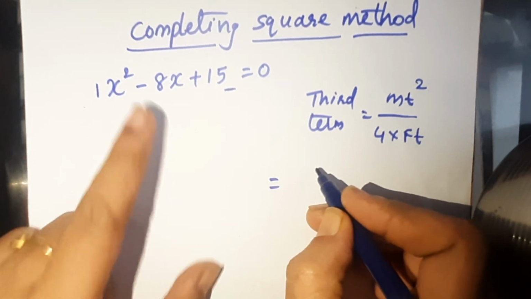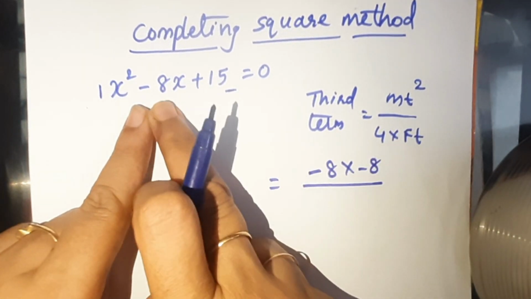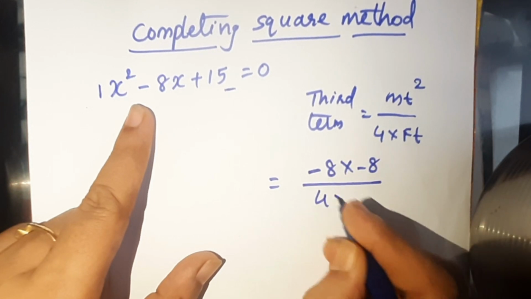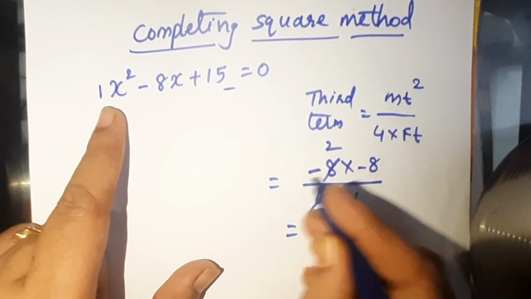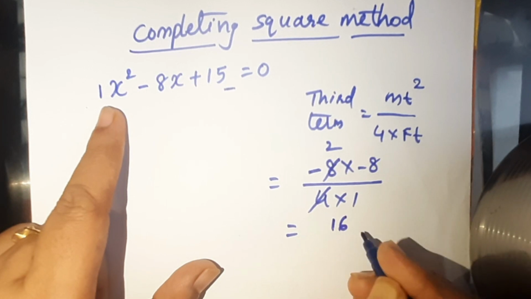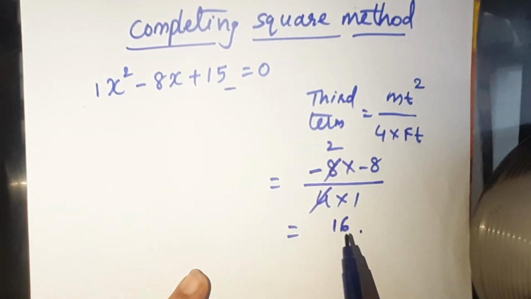So the third term is the middle term minus 8, squared, so I took minus 8 twice, over 4 multiplied by the first term, which is 1. Now 4 2s are 8. Thus my third term is 16. Now we are going to add. Here there is a difference of 1.